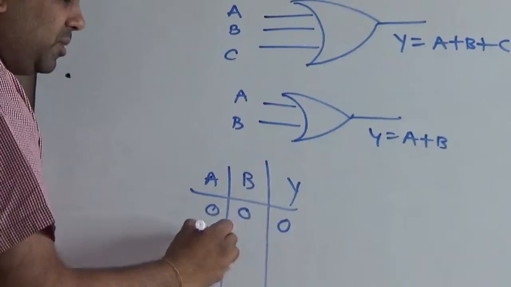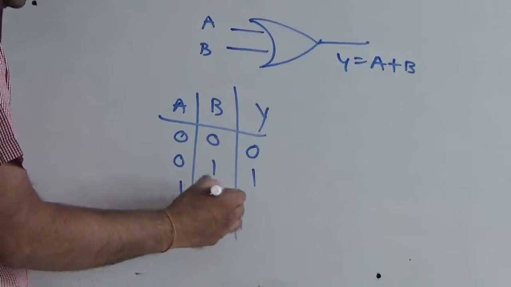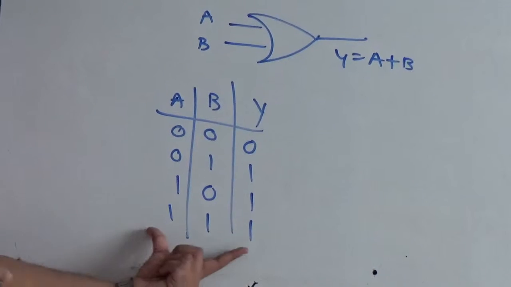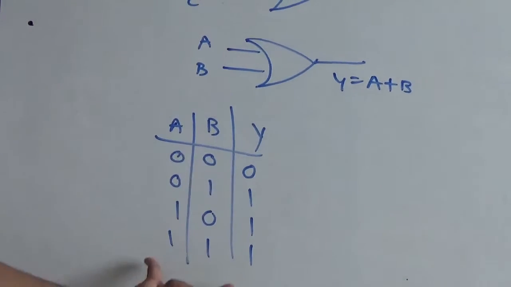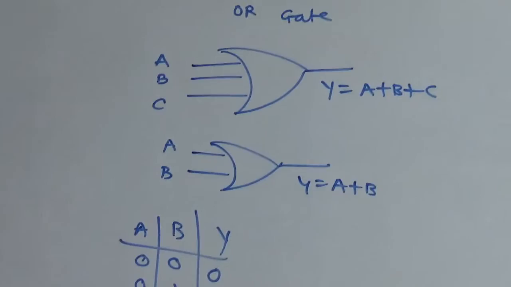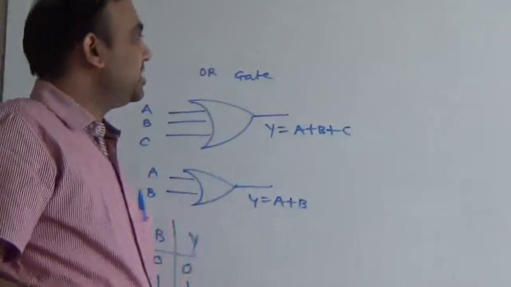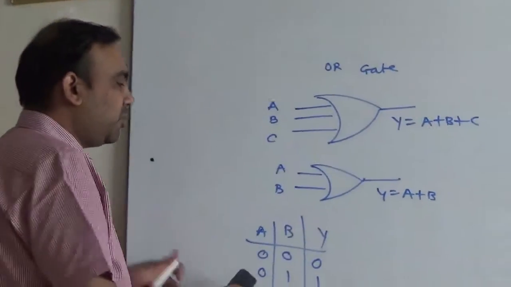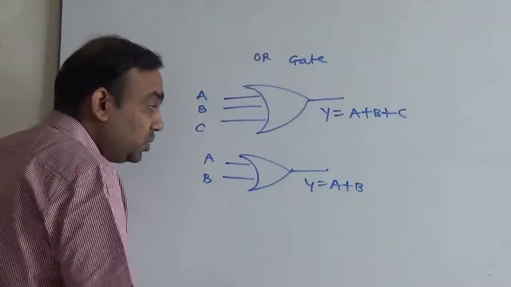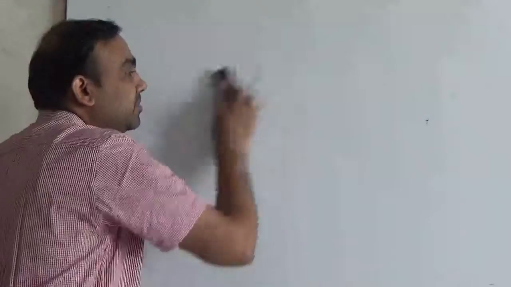Both are absent, I will not go. Anyone is present, I will go. Both are present, I will go. So this is about ORing. I think you got what the OR gate is. In this way we discussed the basic 2 gates, AND and OR. Now, the next important thing is how to use this in programming.